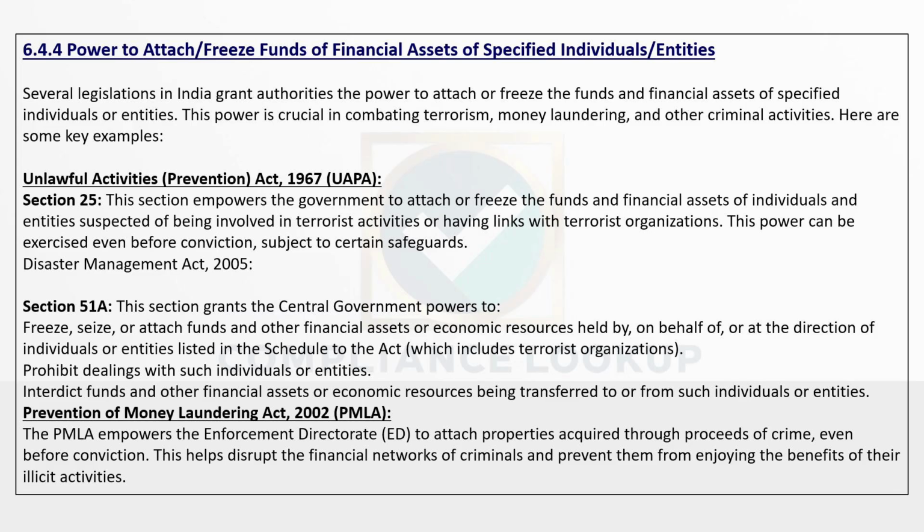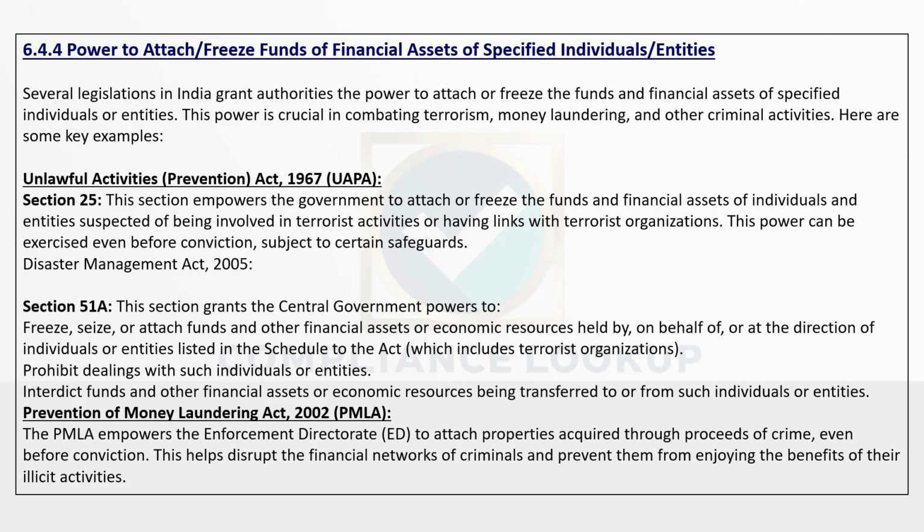1. Unlawful Activities Prevention Act 1967, UAPA. The UAPA is a law focused on preventing terrorism in India. Section 25 of this Act allows the government to freeze or attach funds linked to individuals or groups suspected of supporting terrorism. Section 25: power to freeze or attach funds.